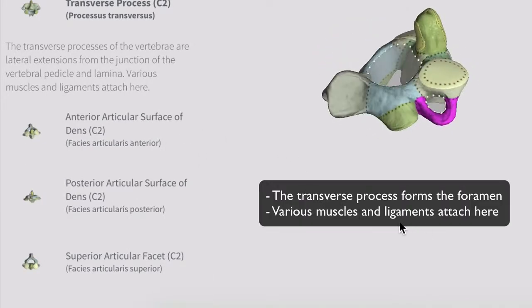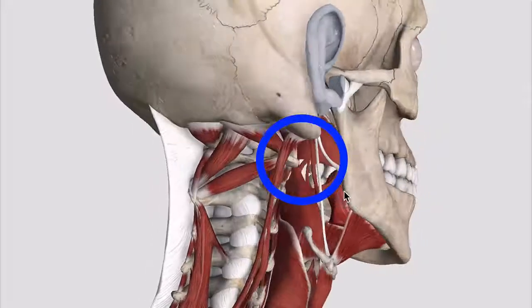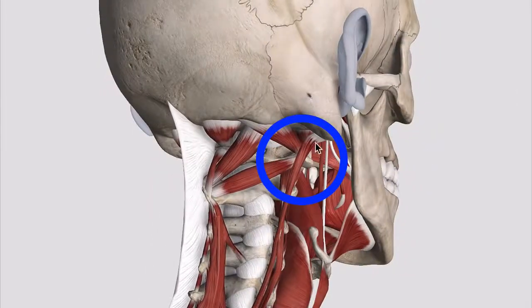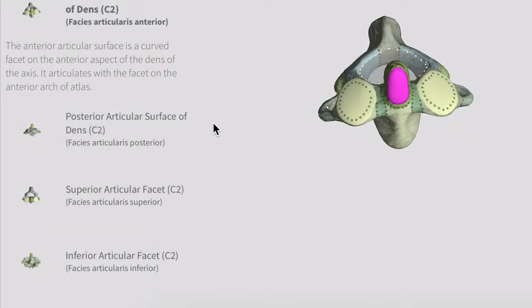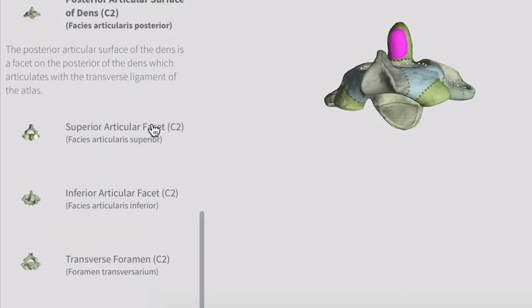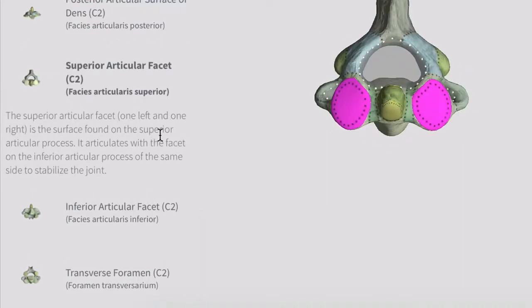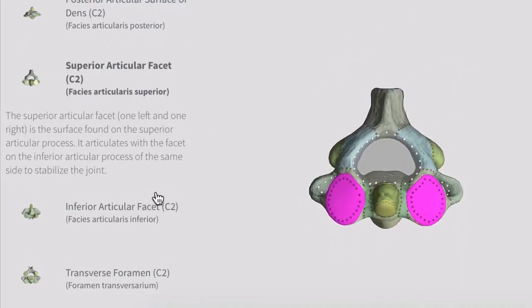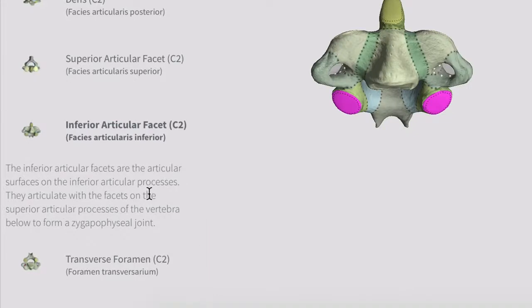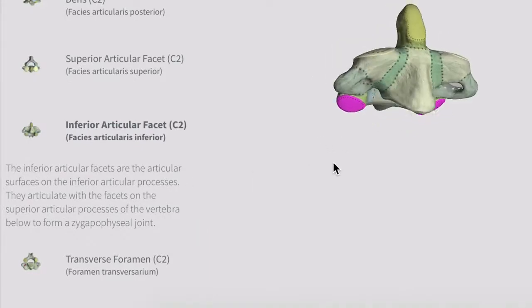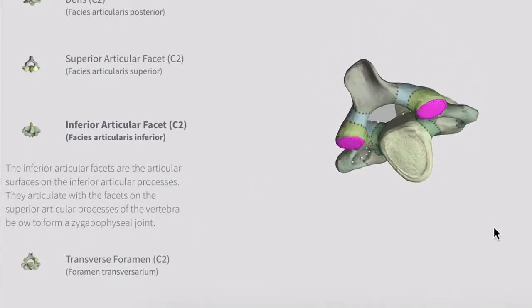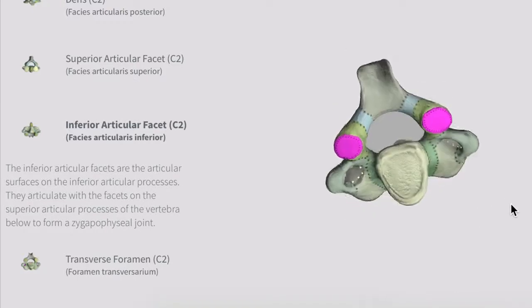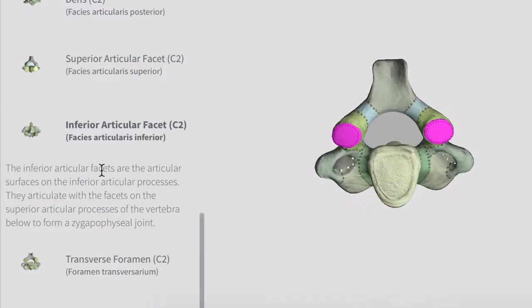You then also have a video of how muscles and ligaments attach to the transverse process. Then you have the dens, or dens axis. You've got the superior articular facet, which attaches to the atlas, and the inferior, which attaches to the C3 below it, a zygapophysial joint, so remember that. The joint between two vertebrae is known as a zygapophysial joint.